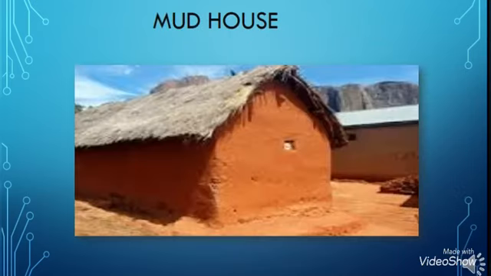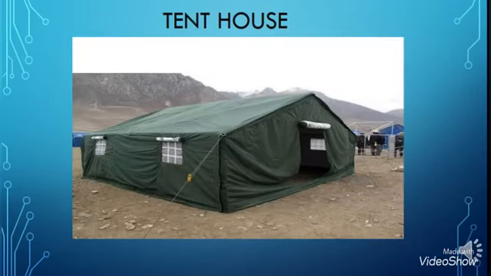Now this is a mud house. Mud houses are made in hot places such as deserts. These remain cool from inside even in hot summers. Now next is the tent house. A tent house is an example of a kacha house. It is made up of canvas or cloth. It can be taken from one place to another, hence it is a movable house. It is mainly used in forests and also used in camping, children.